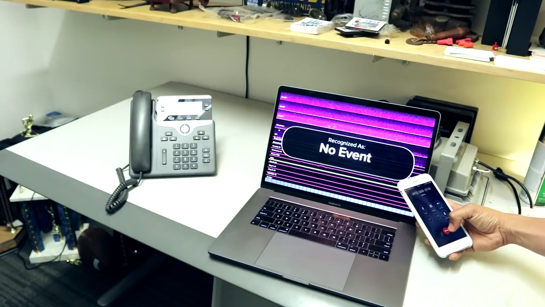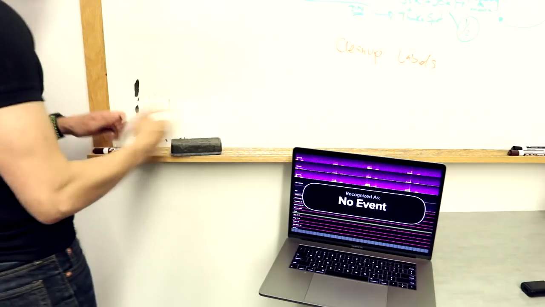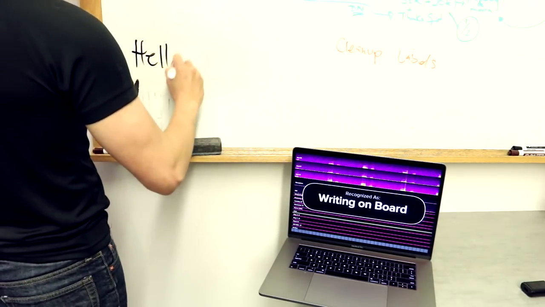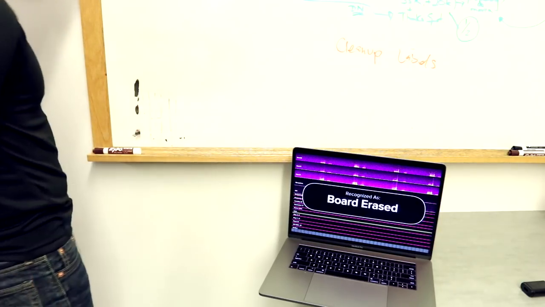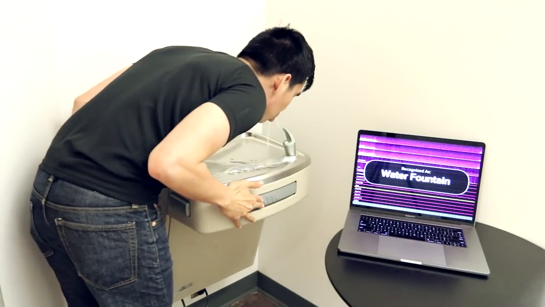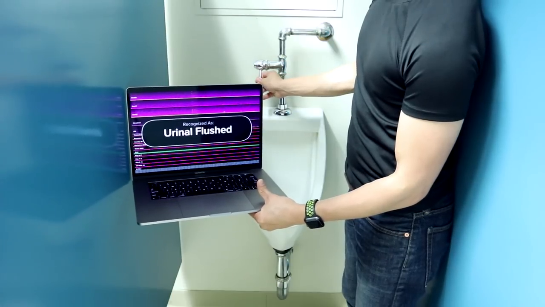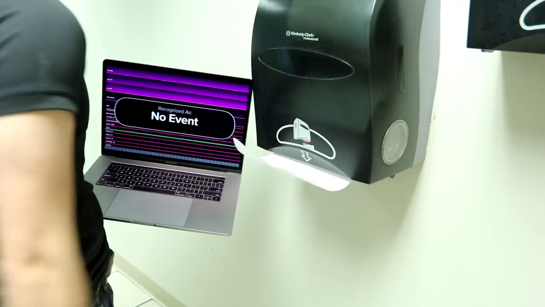a phone is ringing. We can detect writing on a whiteboard, and also erasing. A water fountain running, urinals flushing, and paper towels dispensing.